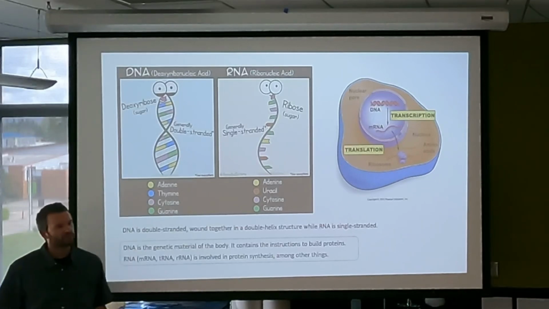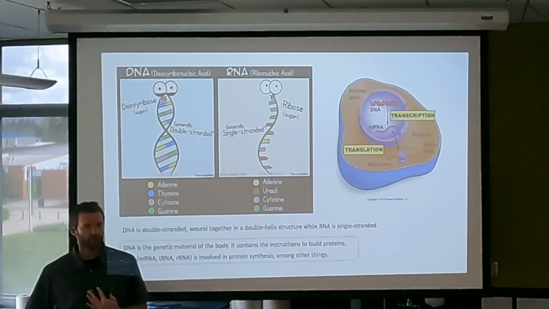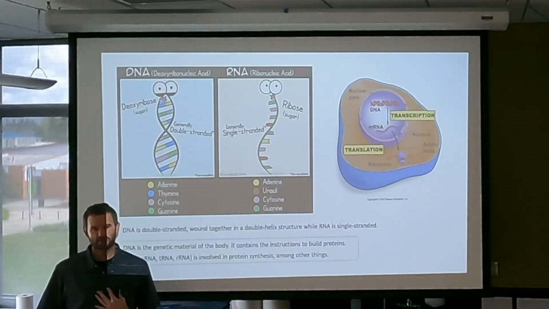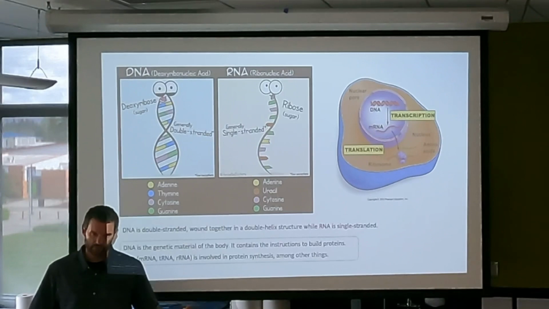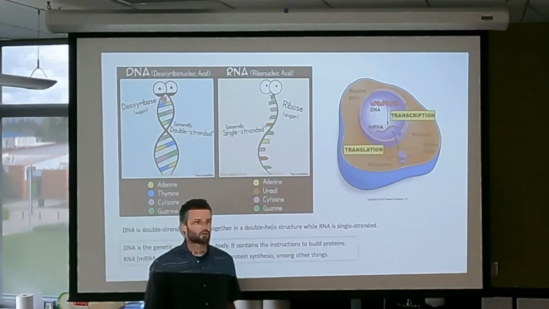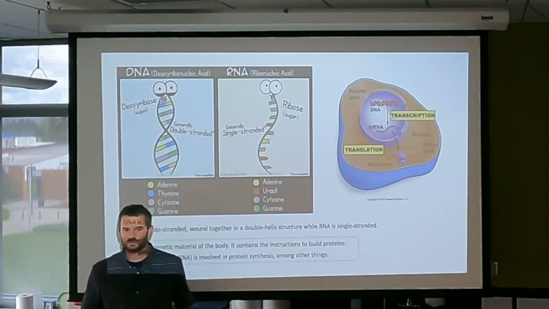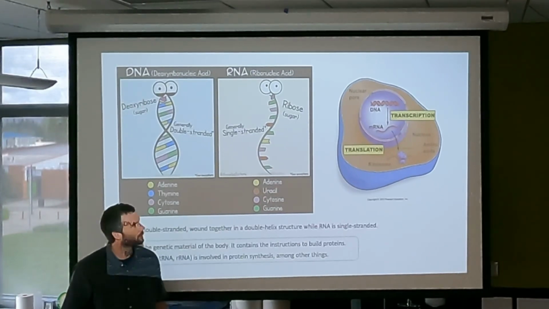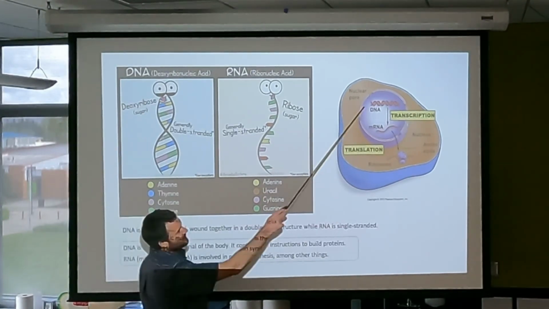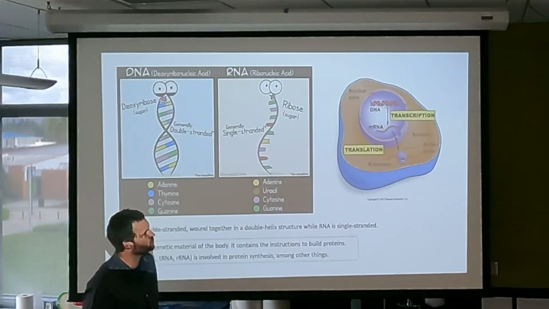Not quite cell division, but it's the instructions to build the body. And specifically, they're the instructions to build proteins. DNA contains the instructions to build proteins because the body is built primarily of proteins besides water. So that's double-stranded DNA. It contains the instructions to build proteins.